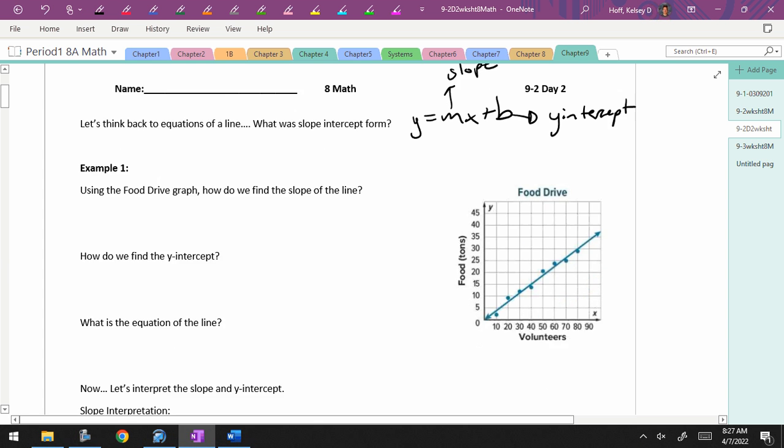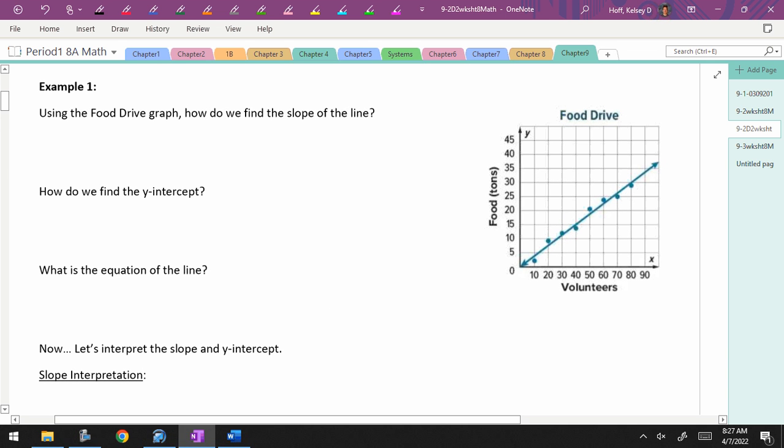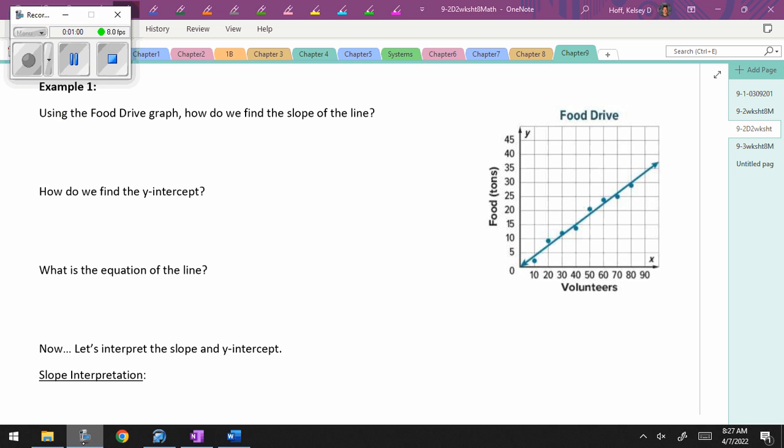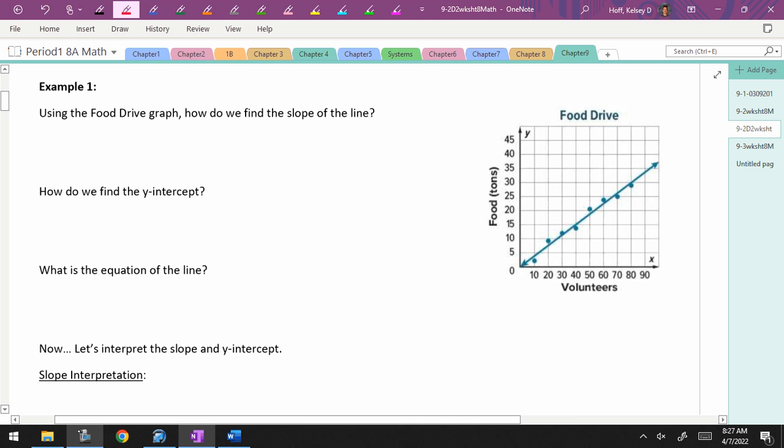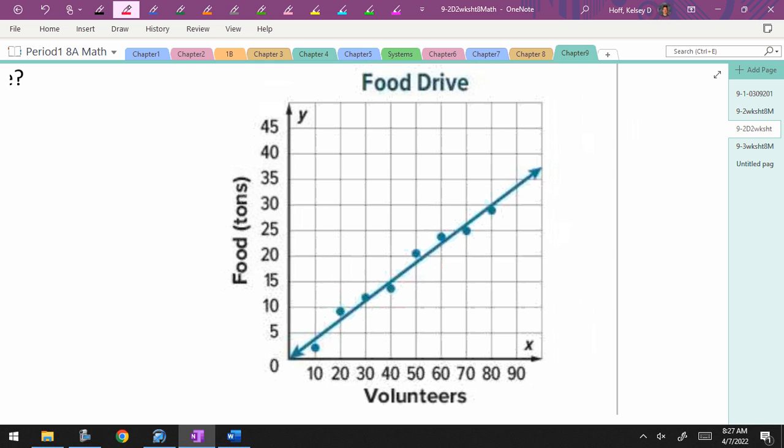So if we use this line right here, we're going to walk through this process. It says, using the food drive graph, how do we find the slope of the line? Remember, for slope you need 2 points. And here's what always tricks people: we need 2 points on the line. They do not have to be data points. So once this line is drawn, these dots actually mean nothing to us. Looking at this graph, are there any perfect points on this line?